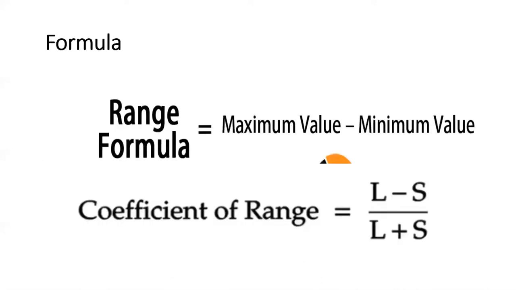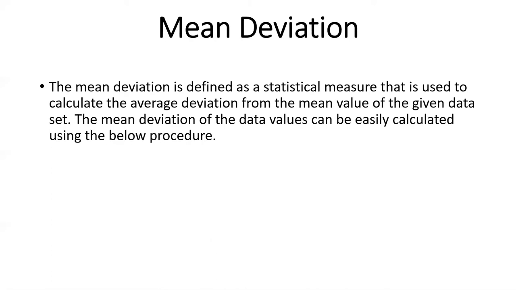Then we have the range formula. The formula of the range is maximum value minus minimum value. Range is what we have just seen, largest minus smallest value. Then how to determine the coefficient of range? It is simply (L minus S) divided by (L plus S). So that was all about your range. I hope you understood. We are running fast because it's a crash course and we have to cover a number of things.